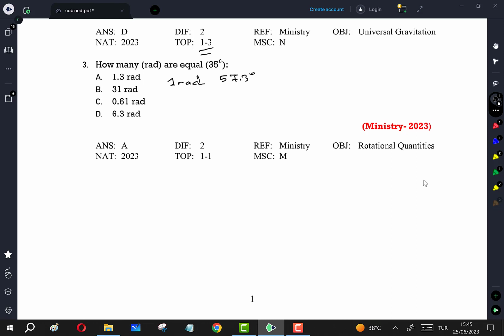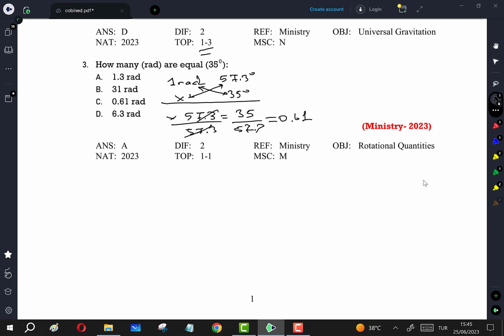57.3 degrees. So 35 degrees is equal to how many radians? Using cross multiplication, x times 57.3 is going to be 1 times 35. So divide by 57.3, and we can calculate the answer. 35 divided by 57.3, the answer is 0.61.